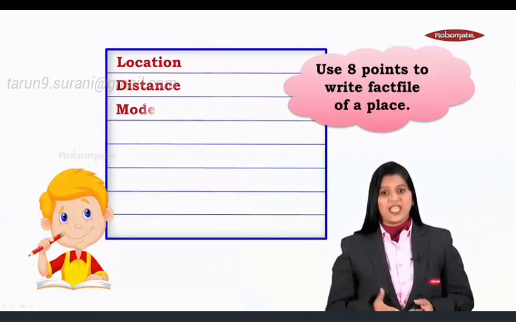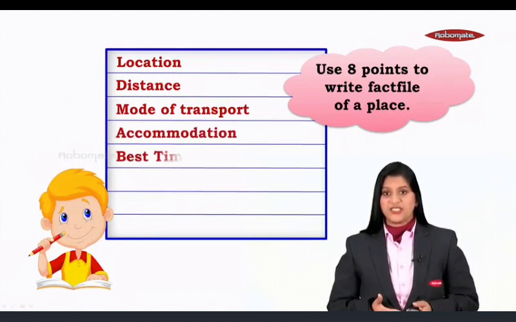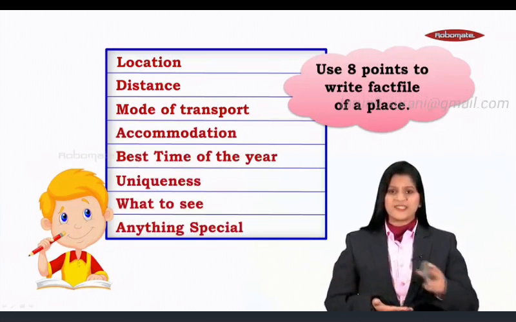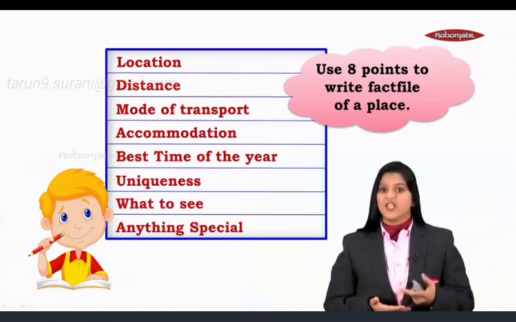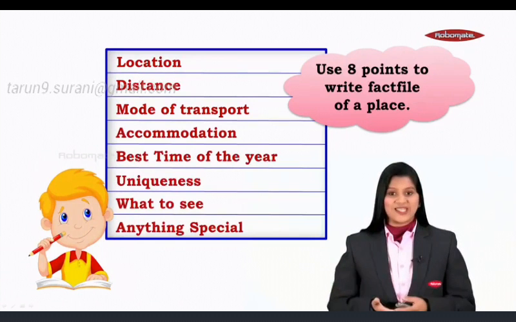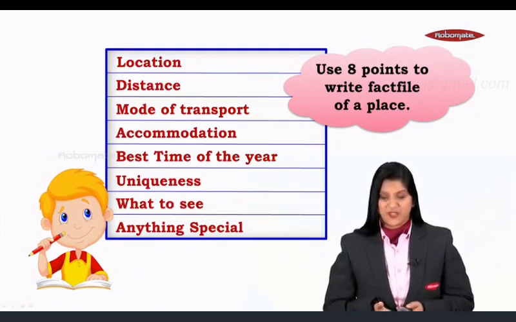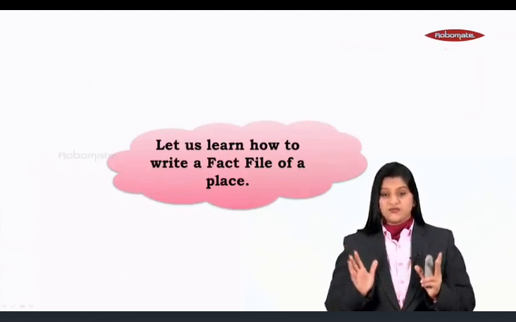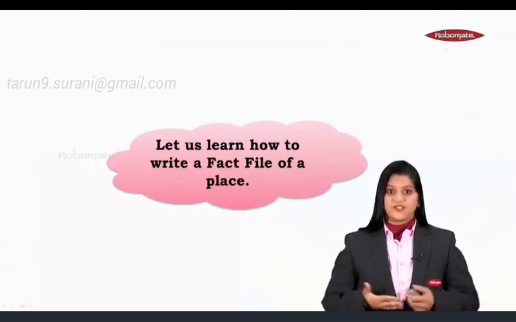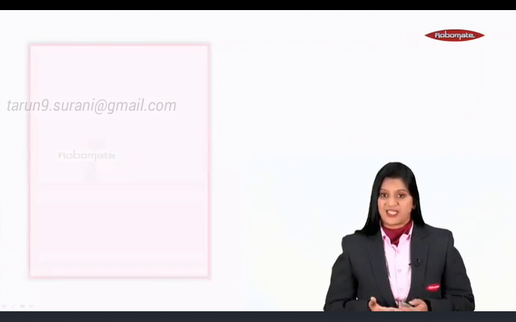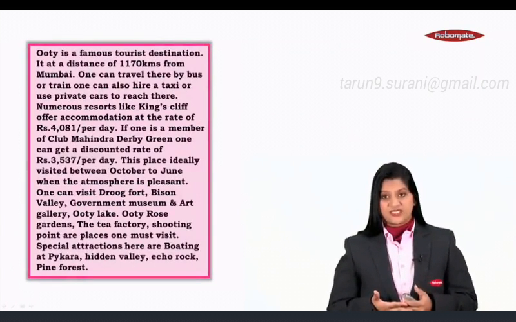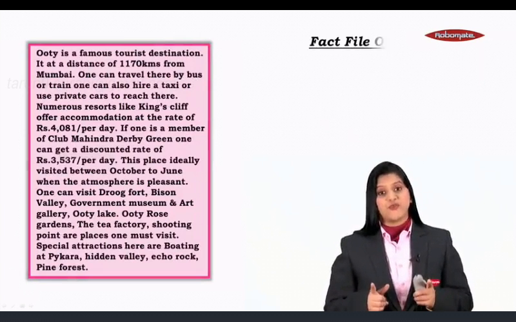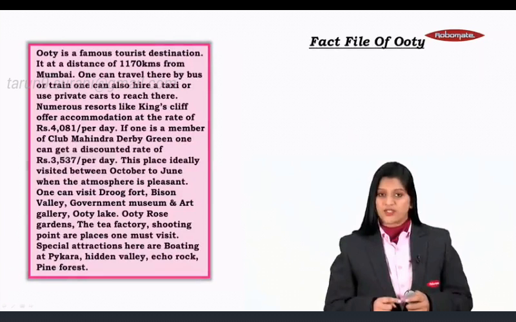Okay, these are the 8 points to remember: location, distance, mode of transport, accommodation, best time of the year to visit that place, uniqueness, what to see, and anything special. Now, let's see how to actually do it. They will give you something. So, let us first learn how to write a fact file. The paragraph is given to you. It's about Ooty.